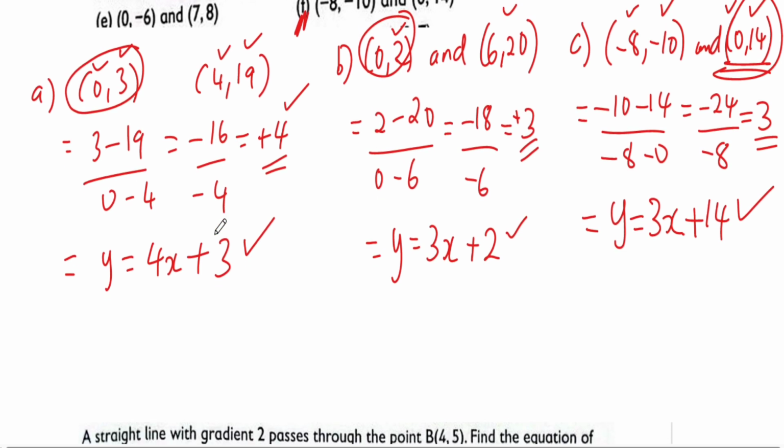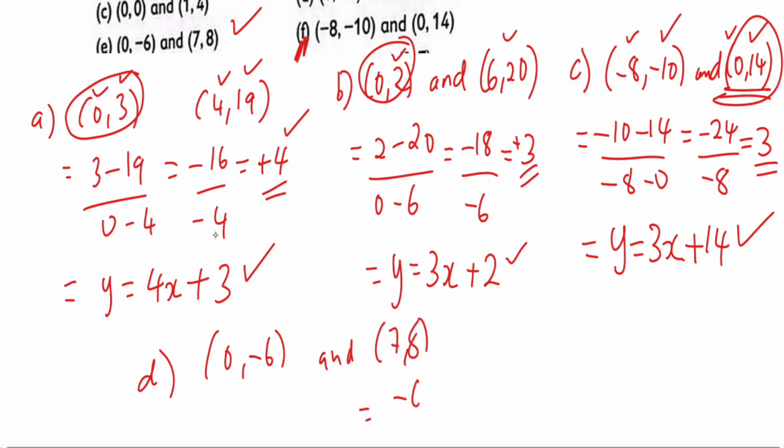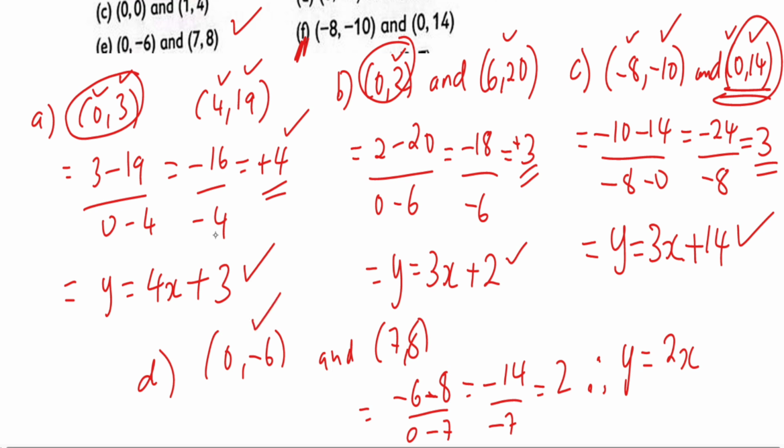Oh, let me try one last question, just for you viewers. Let's try this one. Now for this one is 0, negative 6, and we have 7,8. So therefore the same thing, minus 6 minus 8 over 0 minus 7. It gives us minus 14 divided by minus 7, which is plus 2. And just likewise, y equal to mx plus c. Our m, our gradient is 2x, and our c is this one, minus 6. So that is your answer.